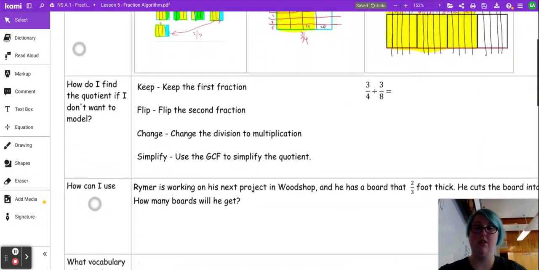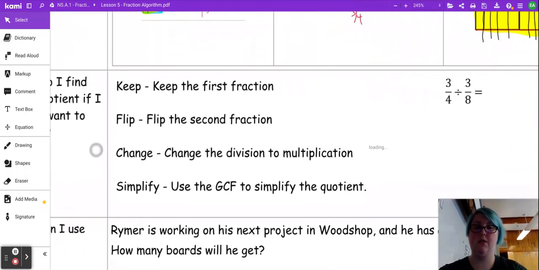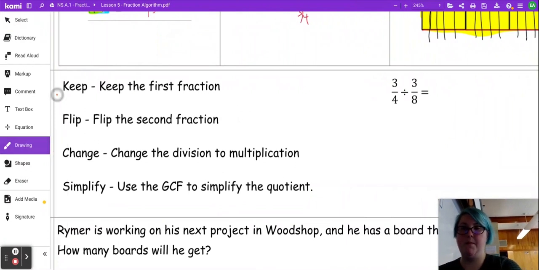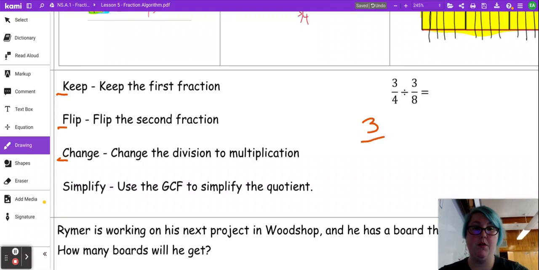So you'll see the next part of your notes. You have keep, flip, change, KFC. So let's go through them one by one. Number one, we keep our 3/4. We keep that fraction the same. Don't do anything to it.